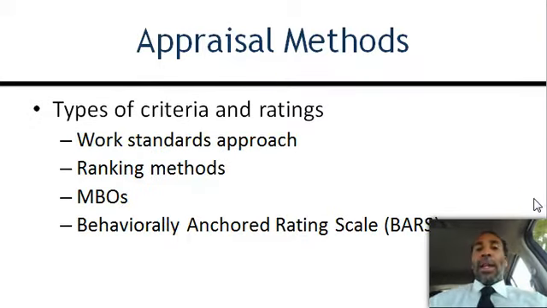Types of criteria and ratings. So you have your work standards approach, ranking methods, MBOs or managing by objectives, and behaviorally anchored rating scale. Work standards approach could be the more effective way of evaluating employees, best used when employee productivity is most important. Ranking method system, also called a stack rank. So now I take my 10 employees and I rank them. I say this is number 1 and this is number 10. And a lot of times it's very, very tough for managers to do.